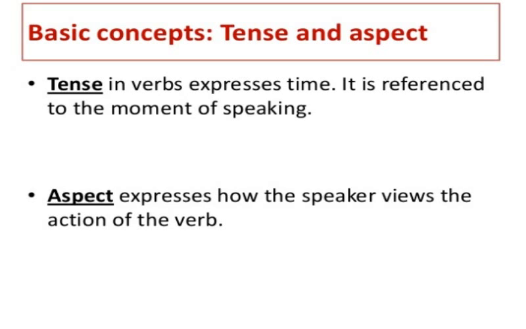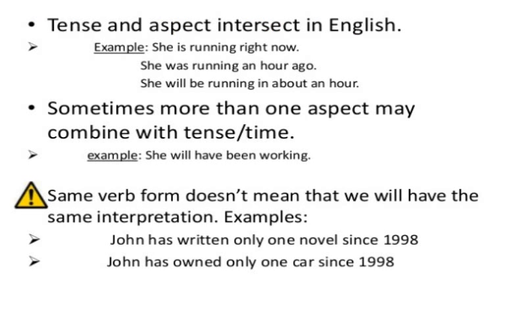So what is tense? Tense in verbs expresses time. It is referenced to the moment of speaking. Aspect expresses how the speaker views the actions of the verb. Tense and aspect intersect in English. For example, she is running right now. She was running an hour ago. She will be running in about an hour.